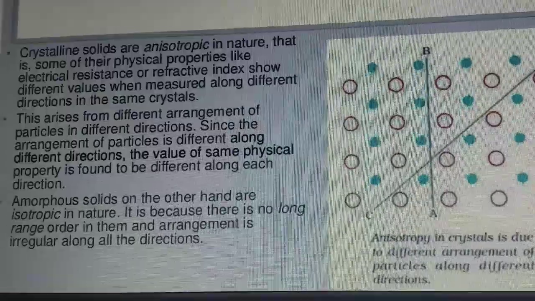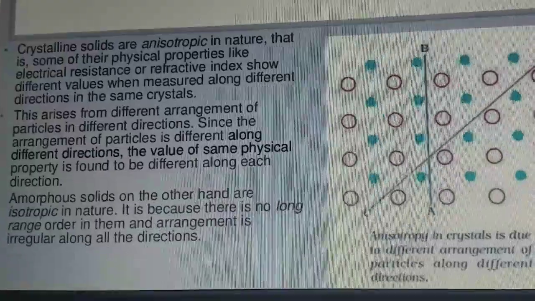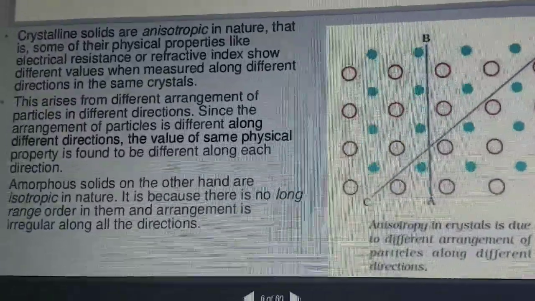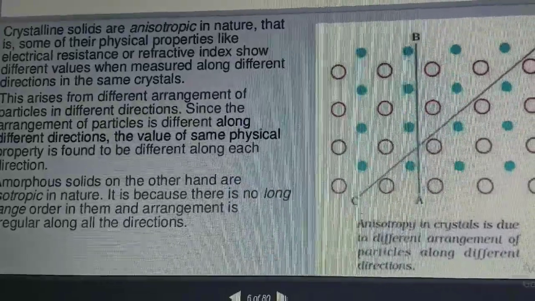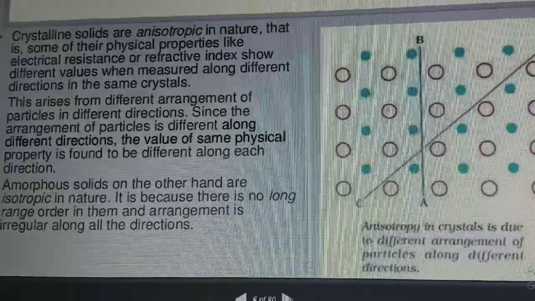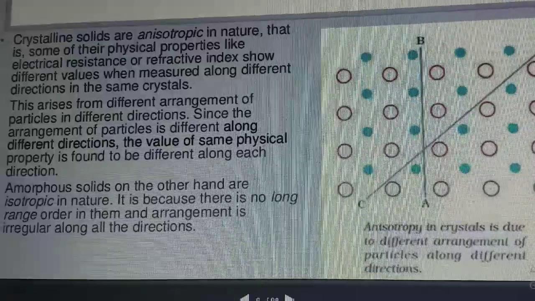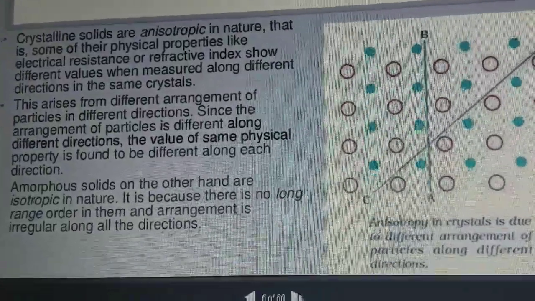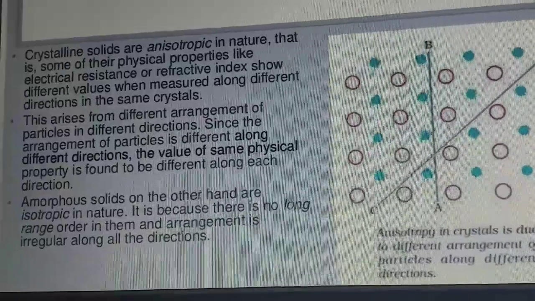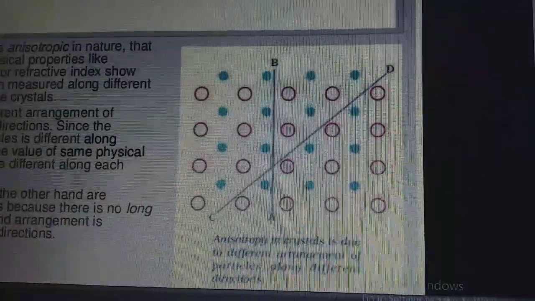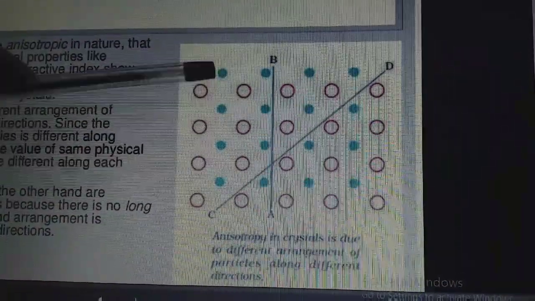But amorphous solids, you take, particles are not orderly arranged. So whichever direction you measure these physical properties, the value will be same. That's why they are isotropic in nature. So amorphous solids are isotropic and crystalline solids are anisotropic. It is because there is no long range order in them and the arrangement of particles is irregular along all the directions. In the crystalline solid, the particles are regularly arranged.